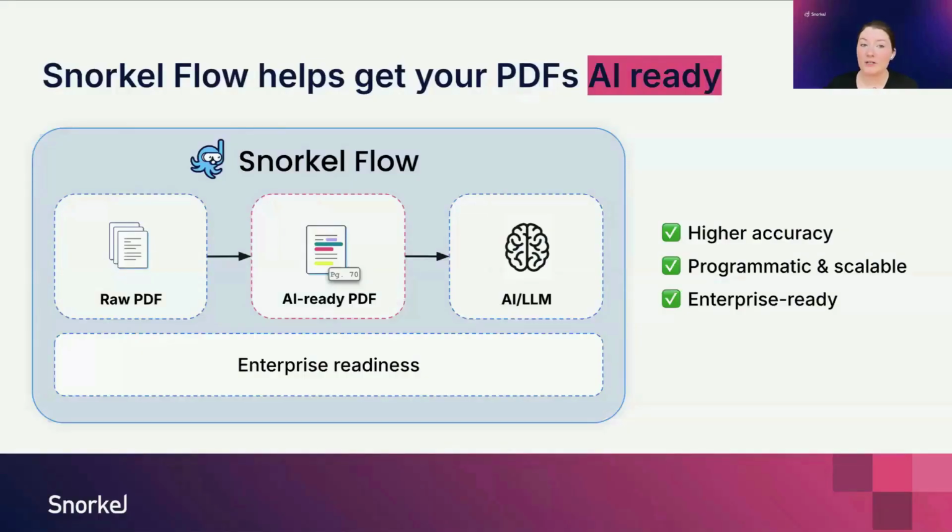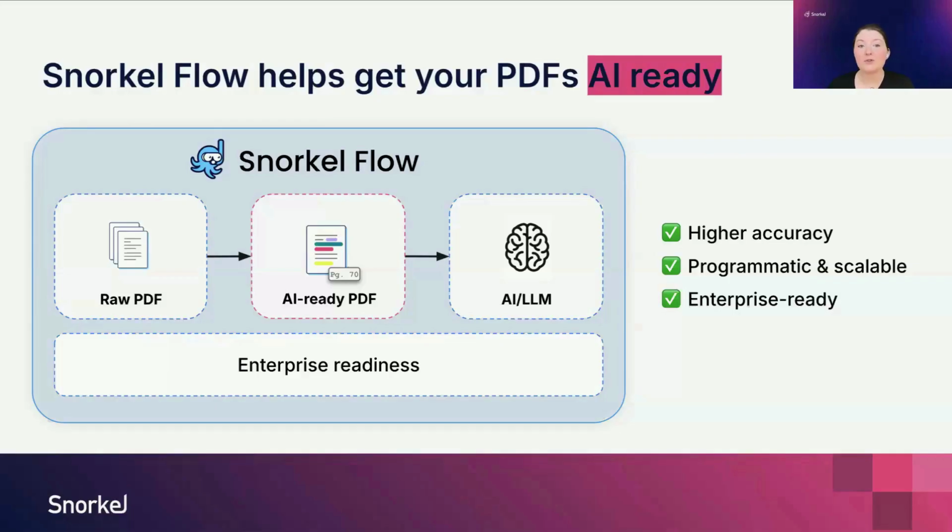So at Snorkel, we can transform raw PDFs into what we call AI-ready PDFs by programmatically labeling and structuring the data. And all of that enables downstream AI systems to process the data with higher accuracy and scalability. As I mentioned, most models today, even though they've improved, they're still not great at handling unstructured data. And so at Snorkel, we help you take that very rich unstructured data and make it structured and really ideal for a model, an LLM or otherwise to process.